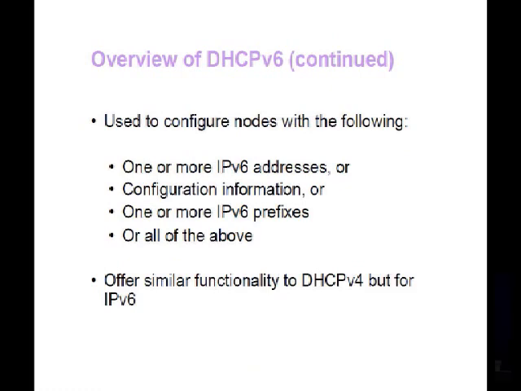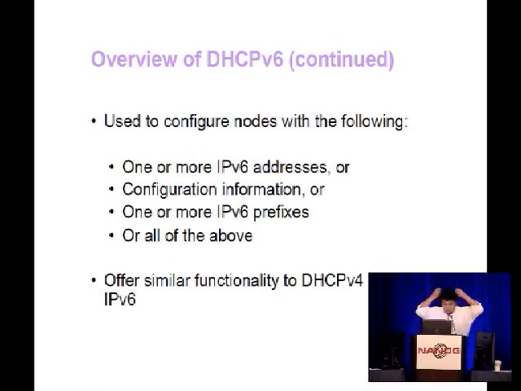DHCPv6, generally speaking, we use it for many of the same things that we use DHCPv4 for today. Get IPv6 addresses, configuration information, or all the above. One of the things that we do with DHCPv6, which is somewhat analogous to an individual allocation, is we also use it per RFC 3633 to acquire IPv6 prefixes by DHCP. Generally speaking, the behavior is quite similar.